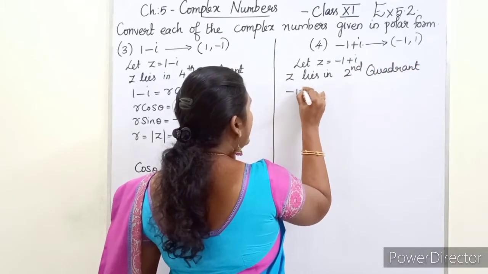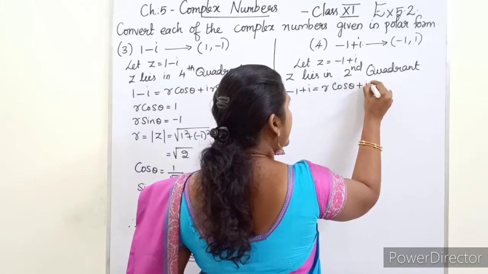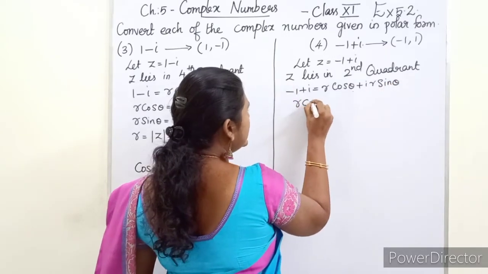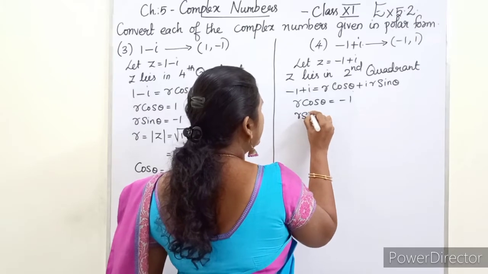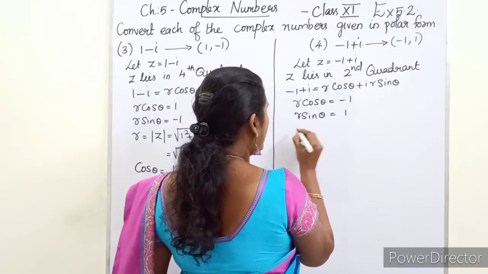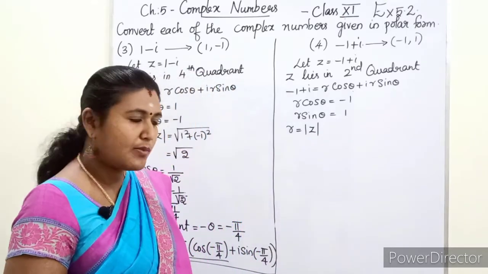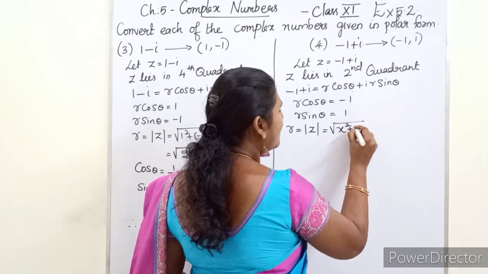Now minus 1 plus i is equal to r cos theta plus i r sin theta. So what is the value of r cos theta? r cos theta is equal to minus 1, r sin theta is equal to plus 1. Now we will find the value of r. r is nothing but the modulus. So root of x square plus y square is the formula.